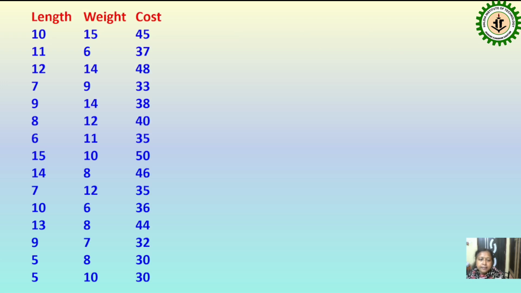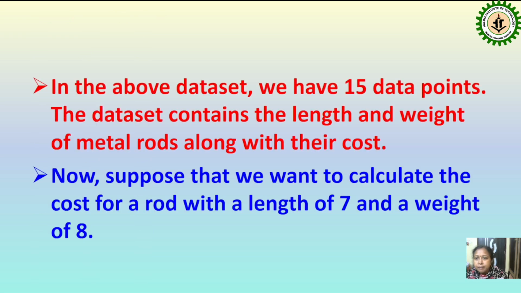Now here the data set is given. Here there are a total of 15 instances and 2 features are given, length and weight, and the output value is cost. For the first instance, length equal to 10, weight equal to 15, the cost for this rod is 45 and so on. Here the output is continuous valued. It is a regression problem. In the above data set, we have a total of 15 data points. The data set contains the length and weight of the metal rods along with their cost also.